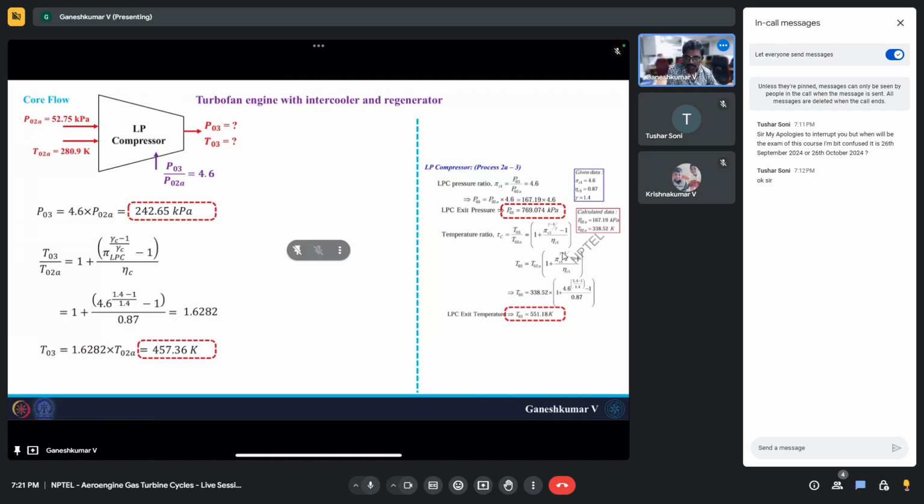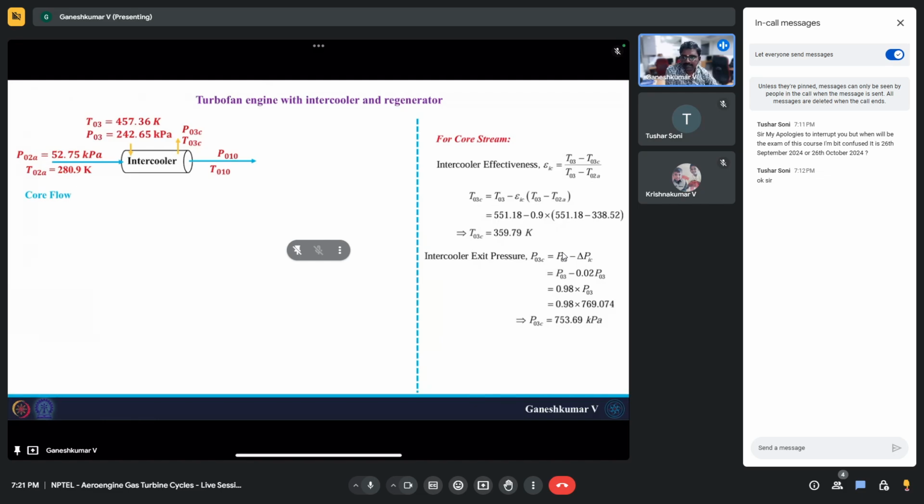And now the next component that we have is the intercooler. So here is where you should be a little bit careful. Now the core stream and bypass stream entering the intercooler we know. But what we don't know is both the core stream and bypass stream leaving the intercooler. Instead what we know is the intercooler effectiveness.